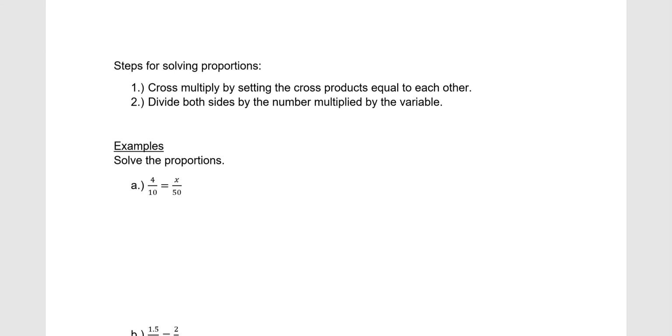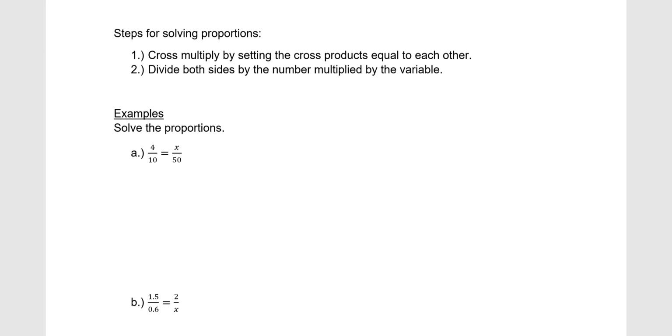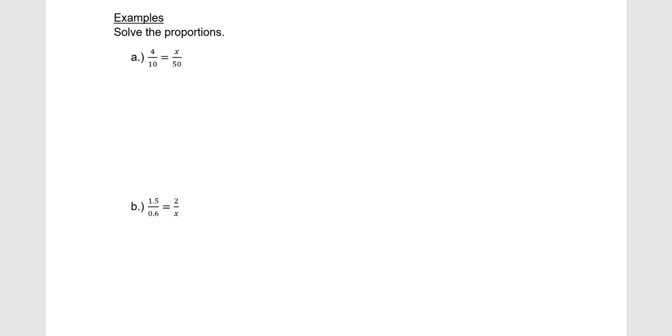Okay, so here are the steps for solving proportions. What we just did. We're going to cross multiply once the proportions are set up by setting the cross products equal to each other, and then we're going to divide both sides by the number multiplying the variable to get the variable by itself. Just remember your goal is to solve for that variable. So let's do a couple examples here.